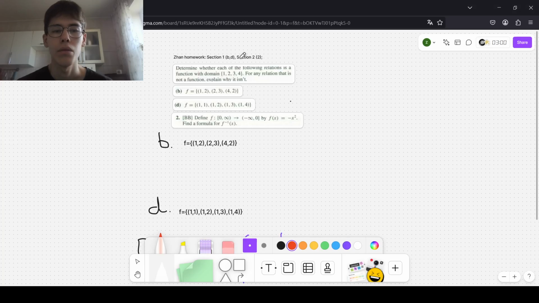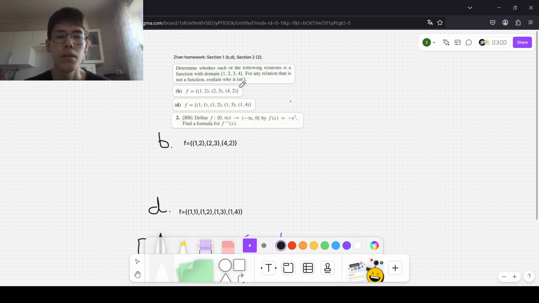Here I have my homework, section 1 B and D, section 2 the second task. In the first task I need to determine whether each of the following relations is a function with domain 1, 2, 3 and 4. For any relation that is not a function, I need to explain why it isn't. In the first task I have paired elements 1, 2, 2, 3 and 4, 2.